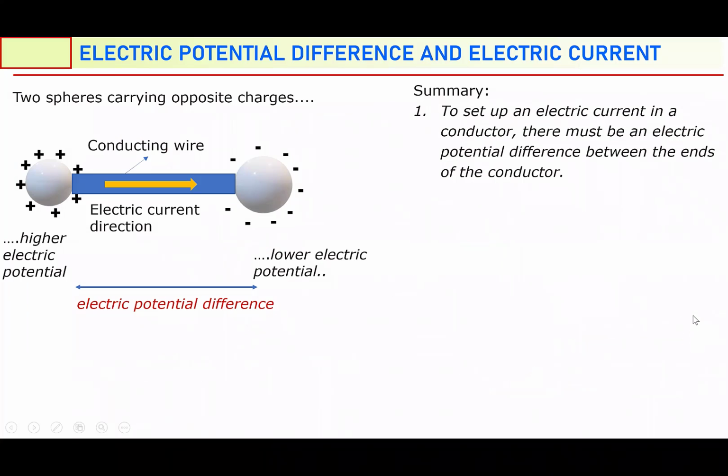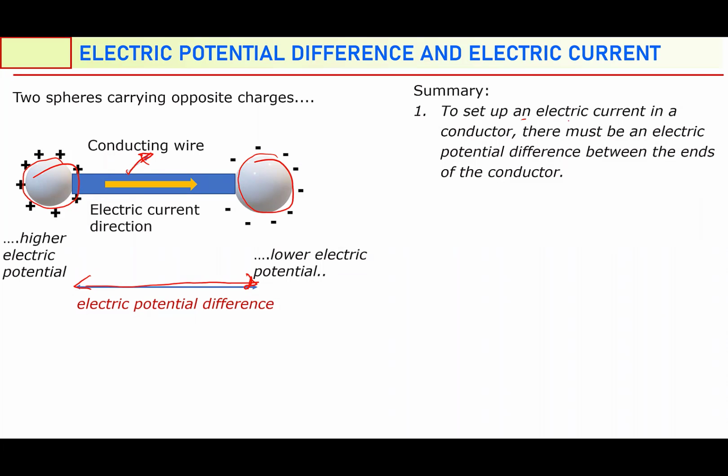You can keep them on the same level, just like this, because we care about electric potential, not gravitation, in here. So the positively charged sphere has a higher electric potential. The negatively charged sphere has a lower electric potential. So there is an electric potential difference between the spheres. When we connect these two spheres by a conducting wire, electric current will start from the positive sphere to the negative sphere. So, a summary about electric current.